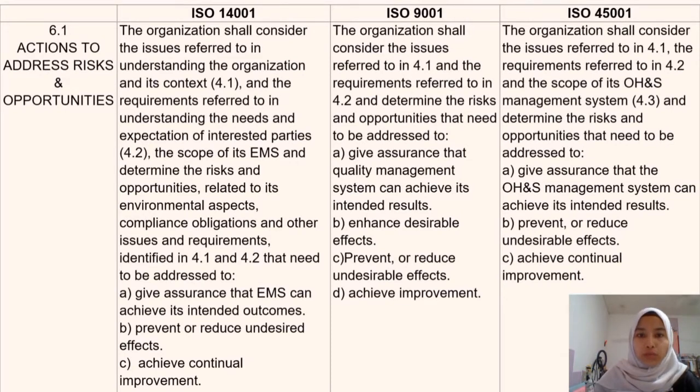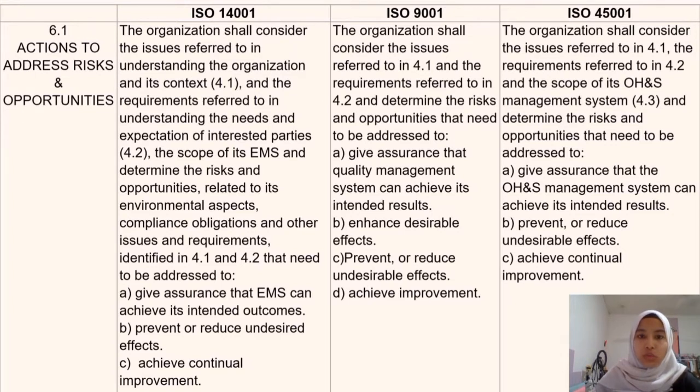Okay, so we will go one by one. For 6.1, which is action to address risks and opportunities. In general, for planning, the organization should establish, implement, and maintain the processes needed to meet the requirements in general for planning actions. As you can see here, there are three similarities between ISO 14001, 9001, and 45001. For these three ISO standards, when planning, the organization should consider the issues referred to in three scopes: understanding the organization and its context, and the requirements referred to in understanding the needs and expectations, and also the scope for determining the risks and opportunities which need to be addressed to give assurance that the management system for each ISO can achieve its intended outcomes.